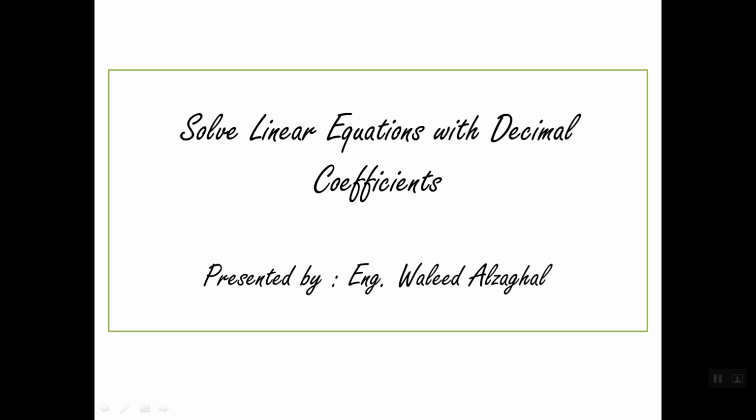Good evening. I'll talk about solving linear equations with decimal coefficients. For example, if we have this equation, 0.6y plus 3 equals 9, the coefficient of the variable y is a decimal value. So we need to solve this equation. So this is the equation.